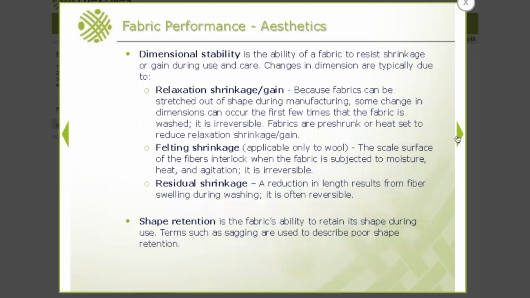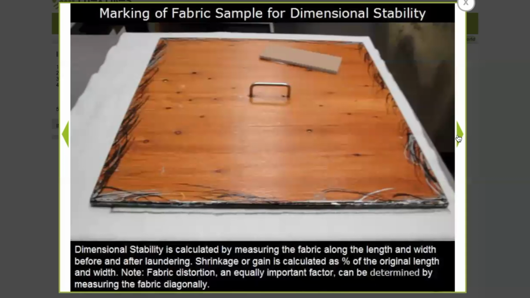Now, dimensional stability is about how a fabric shrinks, or whether it shrinks. So sometimes some fabrics shrink when you wash them. Some fabrics shrink with heat. So we also call this shape retention, like retaining its shape during use. So we can measure that too.